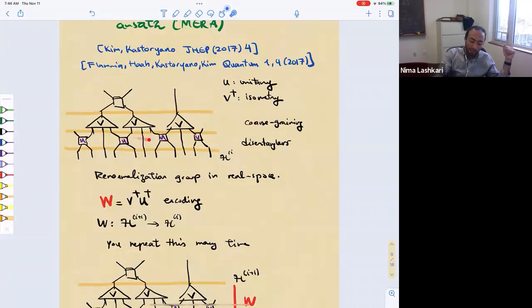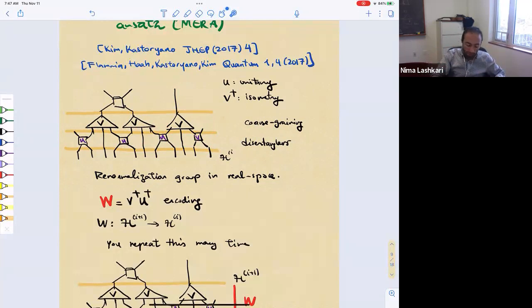However, there's one new ingredient, which is these local unitaries called disentanglers. It's an essential step in quantum mechanics. In classical physics, you don't need such a thing. But in quantum mechanics, you need to get rid of this local entanglement in your renormalization group. This stage is the same. And what is considered to be the encoding is the combination of these two together.